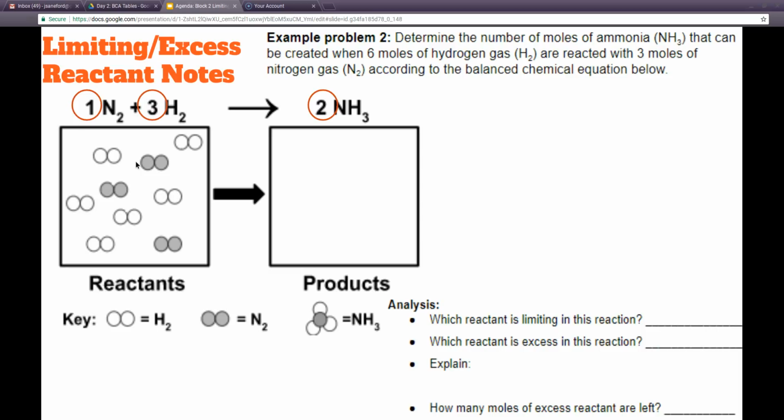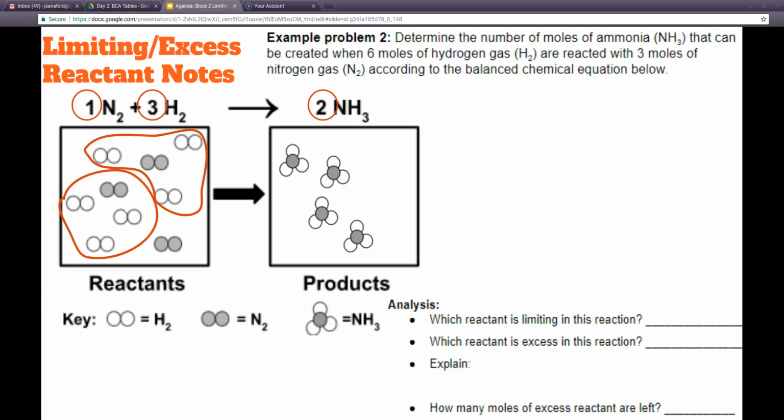So we have our 6 moles of hydrogen gas, right? The white circles represent the hydrogen, and our 3 moles of nitrogen gas, those are going to be the gray ones. So according to our ratio here, 1 nitrogen, 3 hydrogens should make 2 ammonias. So if we highlight that, 1 nitrogen and 3 hydrogens, that should give us 2 ammonias. And there's another grouping we can make with 1 nitrogen and 3 hydrogens. That should give us 2 more ammonias. And then we have this single guy left over right here.